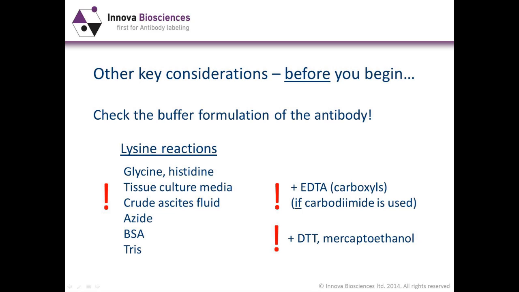Okay, other key considerations before you begin. I've put this at the end because it's easy to understand now why these are key considerations. You've seen earlier that virtually all bioconjugation methods utilize lysine residues on antibodies. So you have to be worried if you find in your antibody some of these materials. You're really looking out for amines; glycine and histidine can quite often be found in antibodies, tissue culture media, ascites fluid, azide, BSA, Tris.